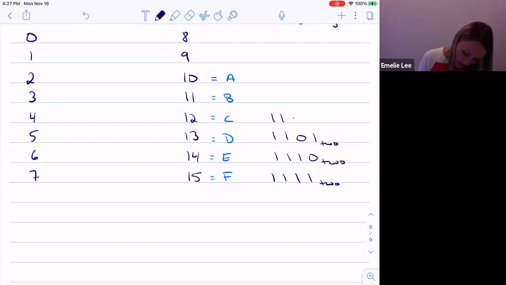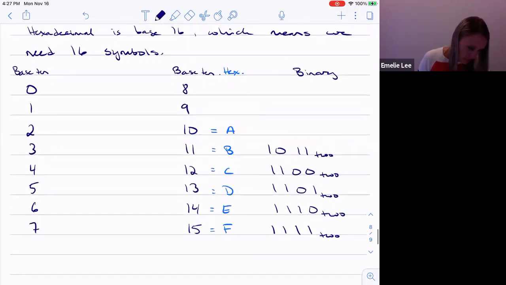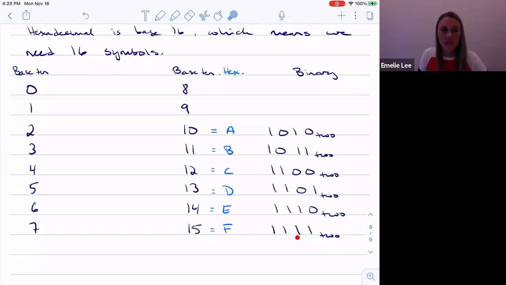C is 1, 1, 0, 0 base 2. 1, 0, 1, 1 base 2. 1, 0, 1, 0 base 2 is 10, or A. Okay. Notice that because these required 4 digits, now we're going to force all these other ones to have 4 digits as well. We just add leading zeros, right?